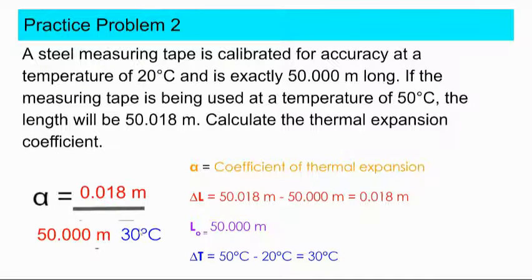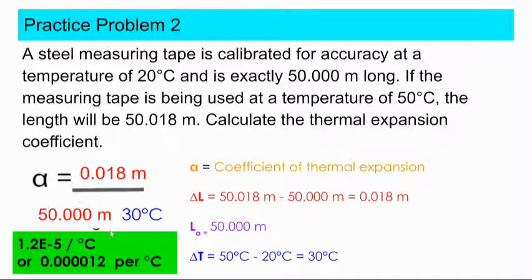When you substitute that into the equation and solve, again, remember to group both values in the denominator, so you're dividing by both, we should get a thermal expansion coefficient of 1.2 times 10 to the negative fifth per degree Celsius, or 0.00012 per degree Celsius.